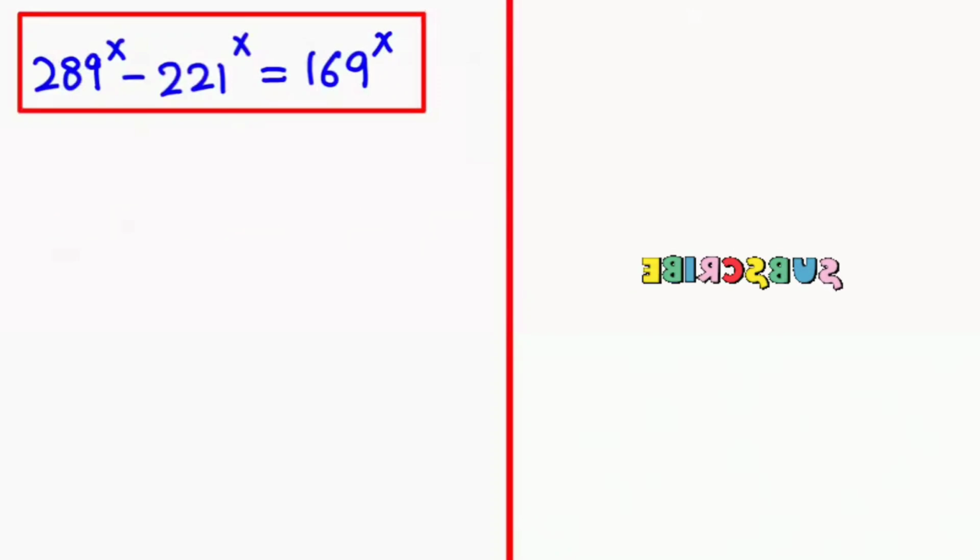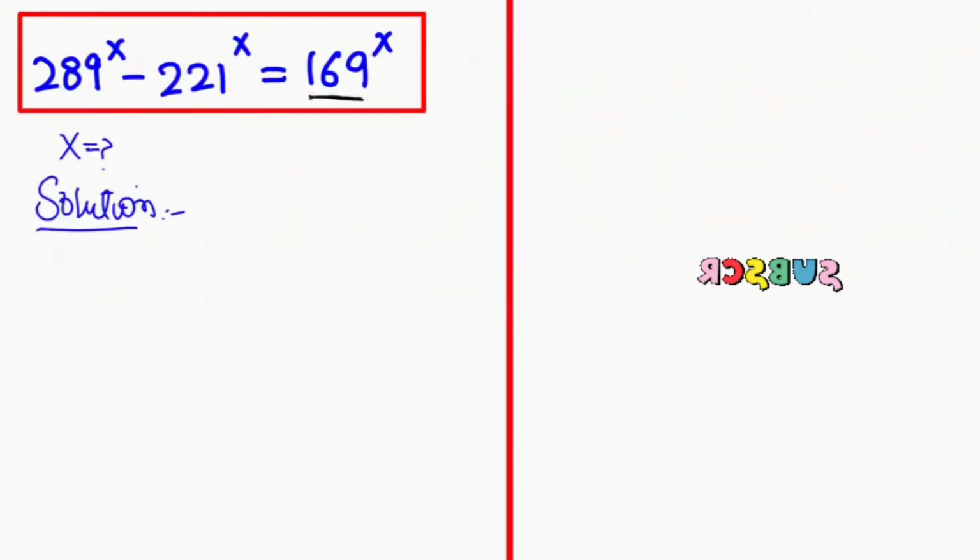Hi everyone, in this video I am going to solve this math exponential challenge. The equation we have is 289 to the power of x minus 221 to the power of x is equal to 169 to the power of x. Here we are going to find out the value of x. So let's get started with the solution.